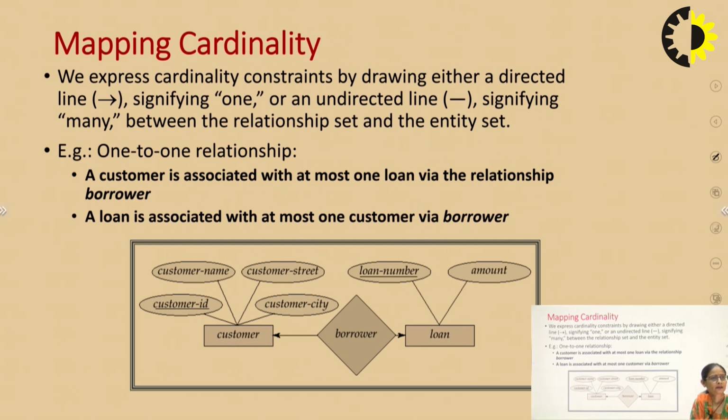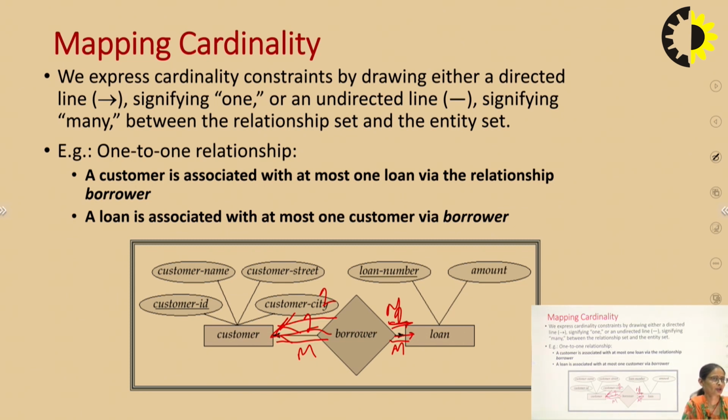So how do we show the cardinality? We express the cardinality constraint by drawing either a directed line, which signifies one, or an undirected line, which signifies many. So if we consider this as our one to one, that is, here it is one and here also it is one. But if we have a simple line like this, then in that case we have many to many. And if here we have a directed line, and here we have an undirected line, then in that case we have one to many.